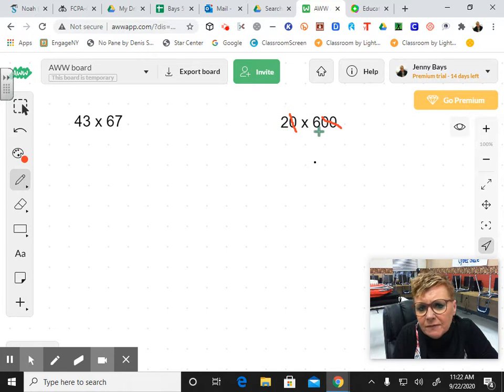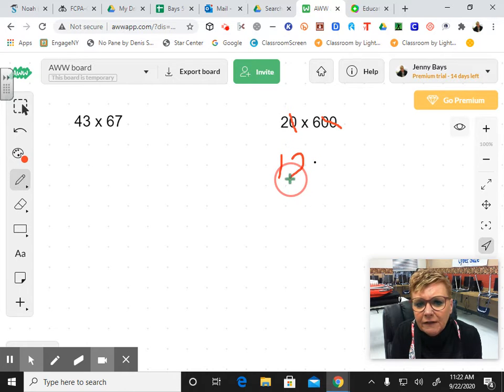So now we have 2 times 6. 2 times 6, basic math fact. 2 times 6 is 12. That's easy. So we get our 12. Then we go back and look again. We had 1, 2, 3 zeros. So we need to put 1, 2, 3 zeros.